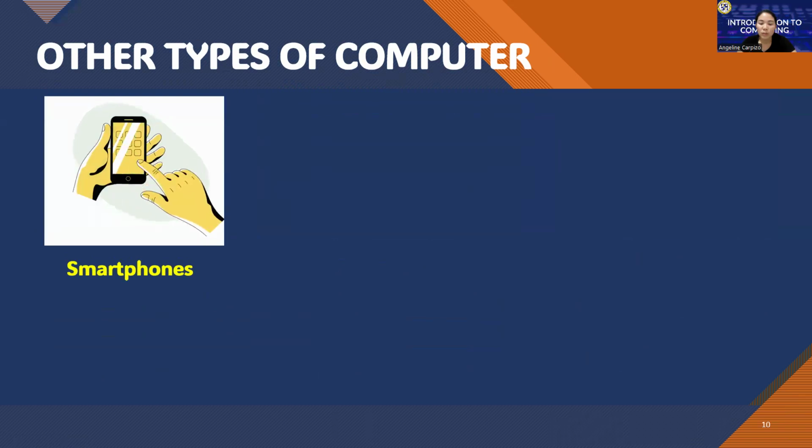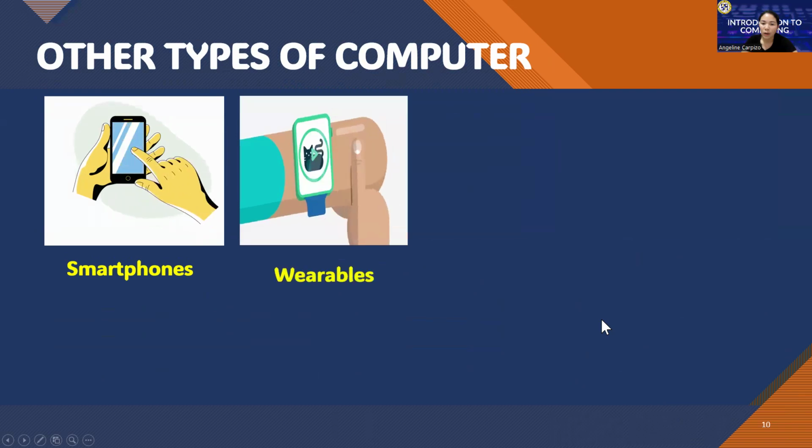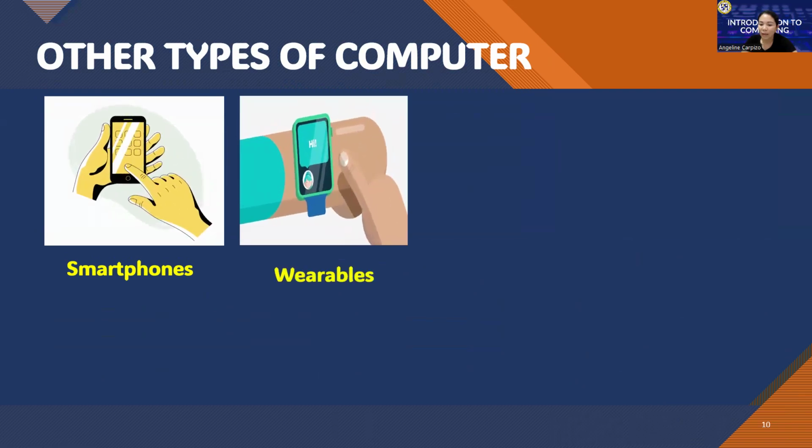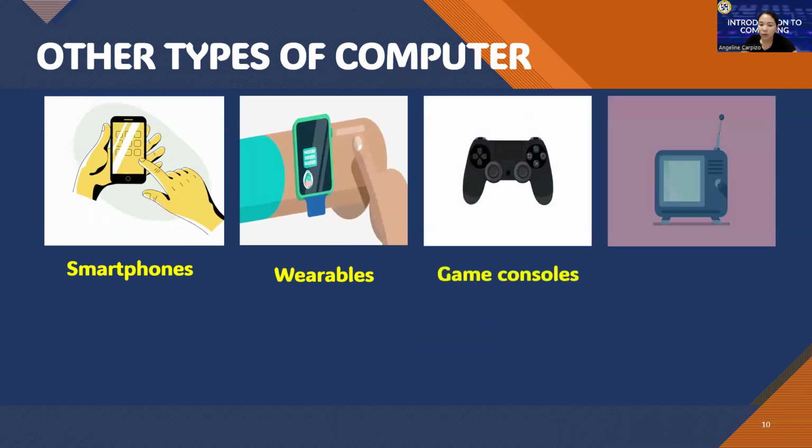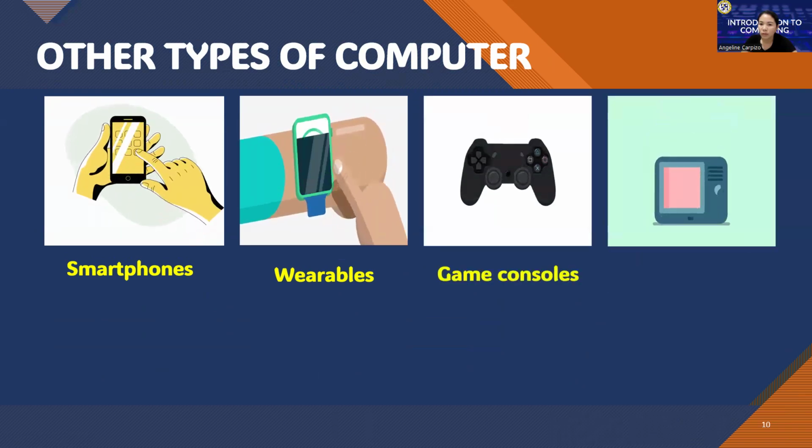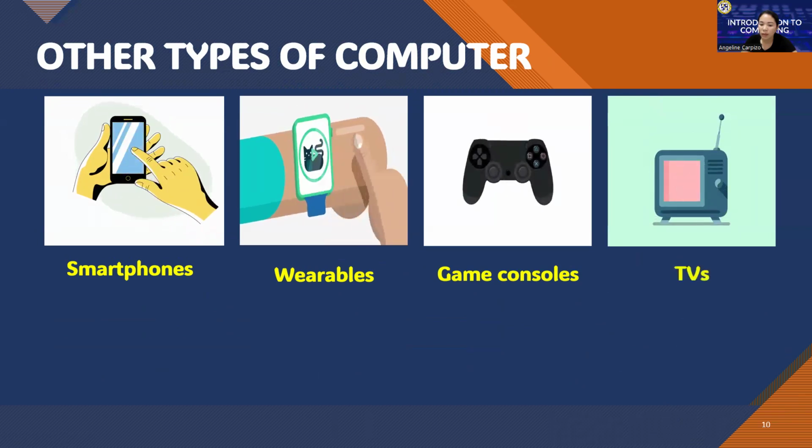So these are the smartphones, the wearables. Example is the smartwatch, the game console, the video games, and the TVs.